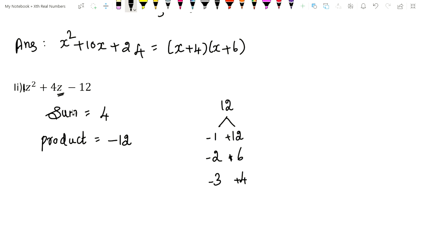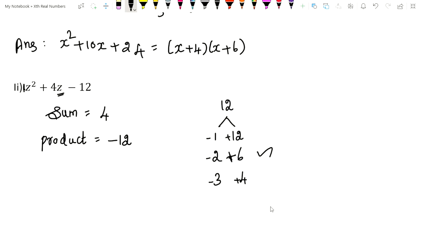While subtracting, we need to see whether we are getting 4 or not. 12 minus 1, what will you get, children? 11. So you will not get it. 6 minus 2, what will you get? 4. Plus 4. 6 is the greater number, and the greater number's sign is positive. So plus 4. So this is the suitable factor. 4 minus 3, what will you get? 1 only. So this pair alone is suitable.